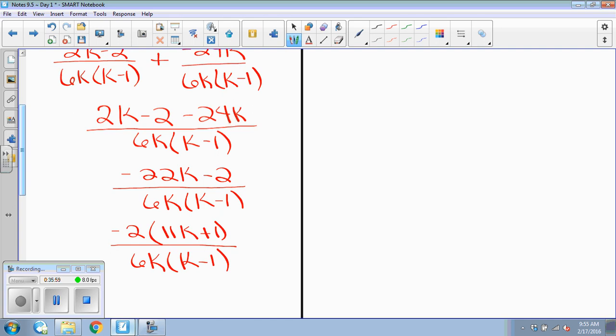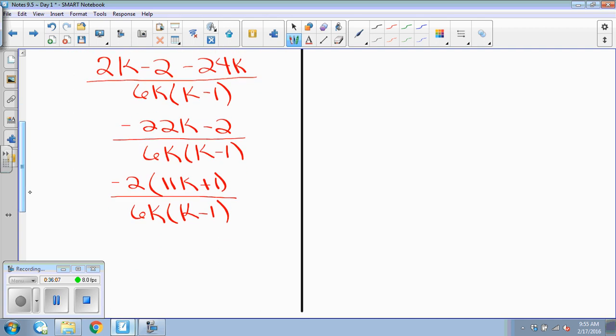Okay, you can sit down. So I can simplify what? The 2 and 6, right? So I can simplify the 2 and 6. And if you would have taken out a positive 2 right here, it would just be negative 11K minus 1 on the inside. Your answer would vary a little bit from the answer we're going to get right now, but it would still be right.